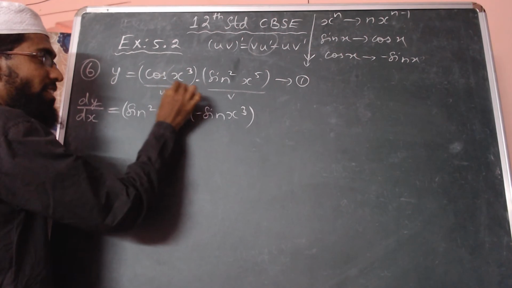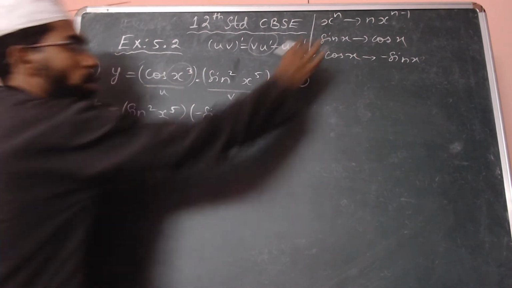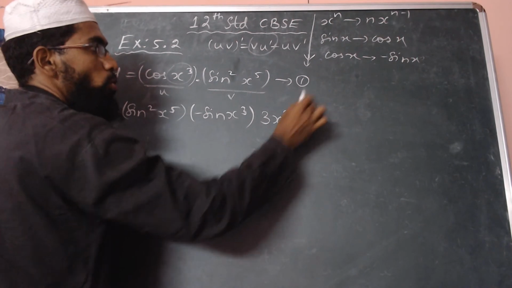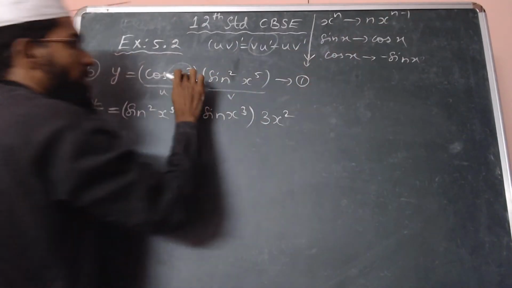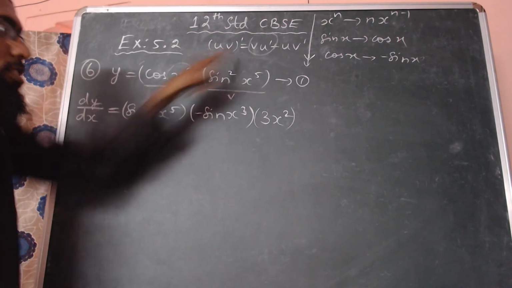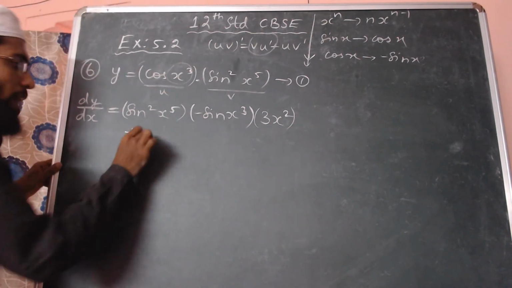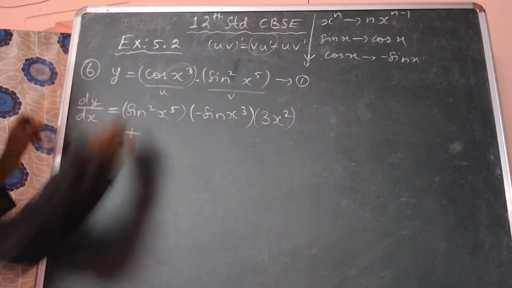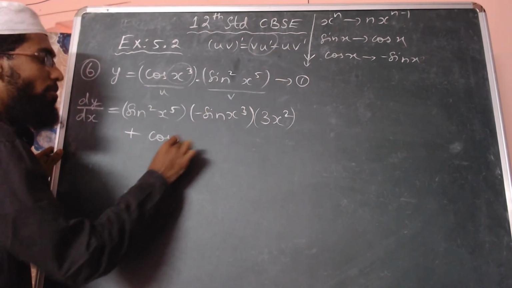Now I have to differentiate the x cube, right? Derivative of x cube according to this formula is 3 into x power 3 minus 1 is 2. So 3x square. Yes. So I have done with vu dash. Now plus I have to do uv dash. What is my u? U is nothing but cos of x cube.